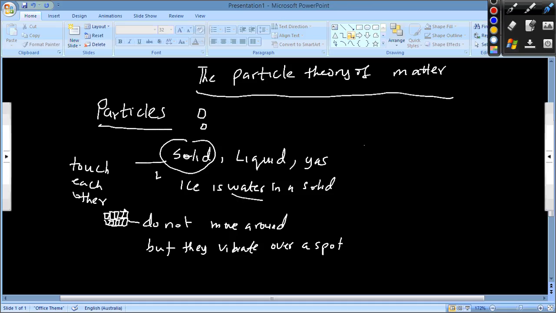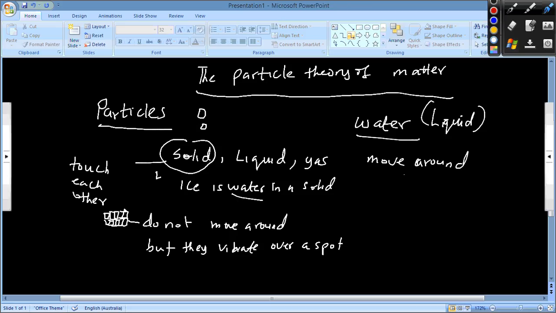Now, when you're talking about liquid, we will say water is in a liquid state. We can also have other liquids like kerosene. When a substance is in its liquid state, the particles can move around, and they can move in and out of each other. It's not that they're moving too far away from each other, but they're moving in and out of each other.